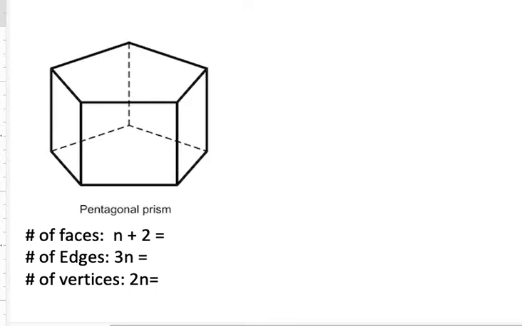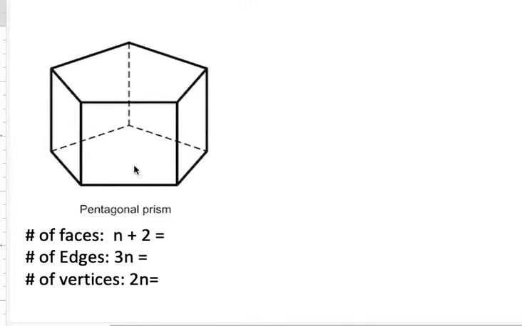In this recording, we're going to talk about trying to figure out how many faces, edges, and vertices a given figure has. So in the first example, we're going to look at a pentagonal prism. Remember, a pentagon has five sides. So 1, 2, 3, 4, 5.